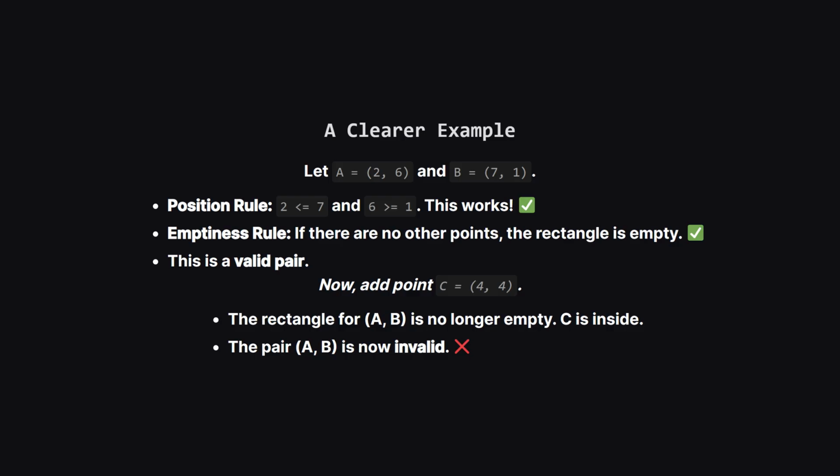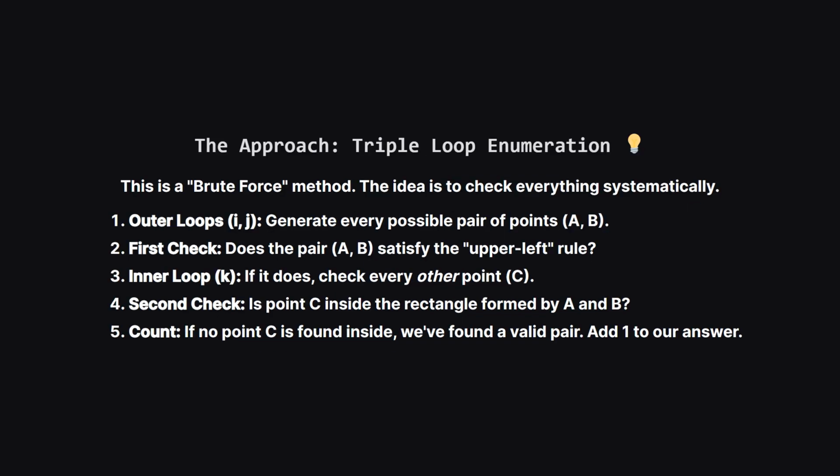Now, what if we add a third point, C, right in the middle at [4,4]? A and B still satisfy the first rule, but now, their rectangle is no longer empty. C is inside it. So the pair AB is now invalid. So how can we solve this systematically?